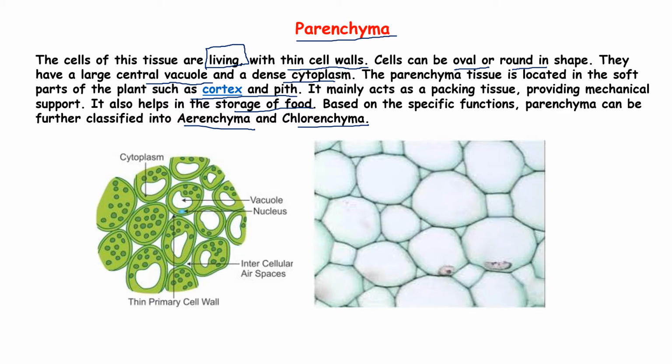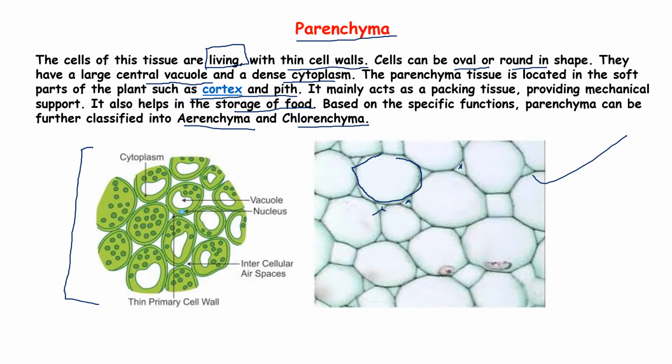This is a typical structure of a parenchymatous tissue, and here you will see that these cells are living, and they have very thin cell walls. Here you can see the original slide of a parenchymatous tissue. The cell walls are very thin, you can see, and between the cells you can see there are intercellular spaces.